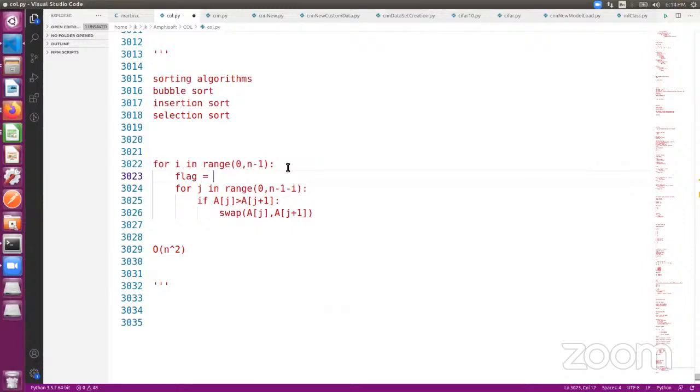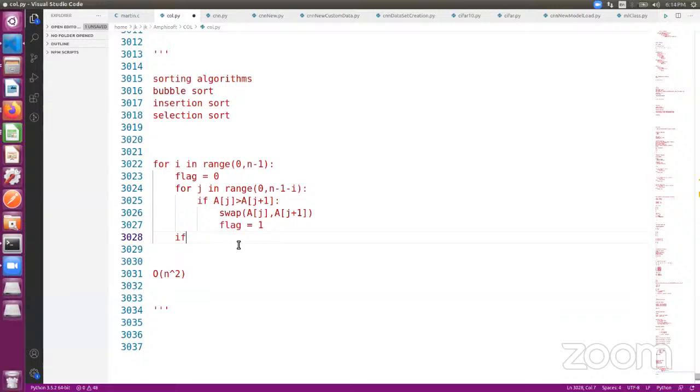I set it as 0. And if any swapping happens, I'll just set the flag as 1 to denote that swapping happened. So after coming out of this J loop, I check whether any swapping happened at all.